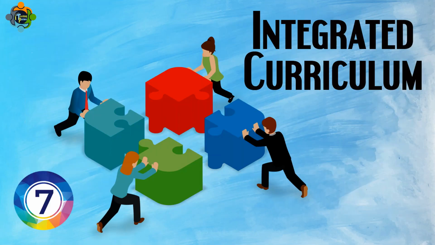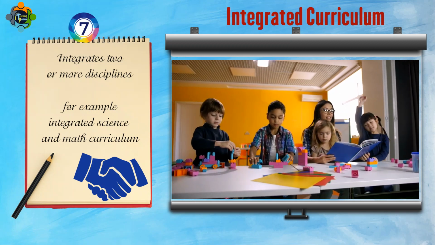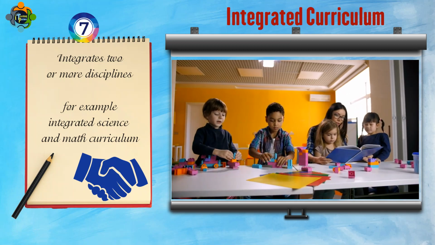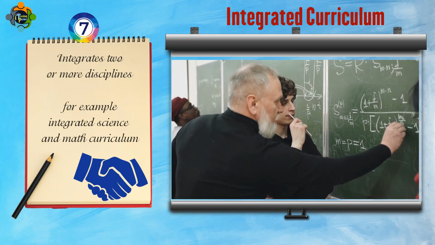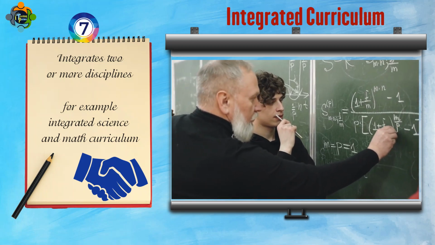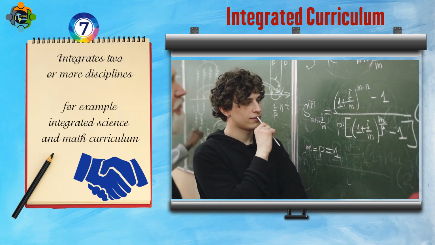Number 7. Integrated curriculum. This curriculum type integrates 2 or more disciplines, allowing students to apply their learning in one context to another. An example is an integrated science and math curriculum that explores the connection between the 2 subjects.